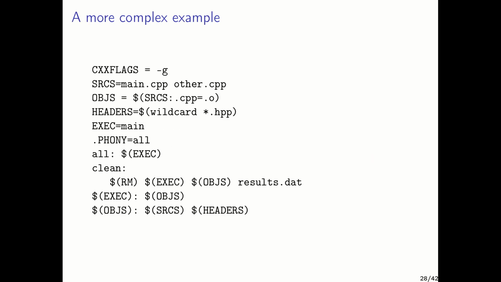And this is just a more complex example, but not very complex. I've set CXX flags, the source, the objects are automatically deduced from the source, the headers are all the files with .hpp in this directory, the exec is called main, the target is called all with the prerequisite exec, clean removes, exec depends on objects, and objects depend on sources and on headers. That's it. All the rest is automatic.